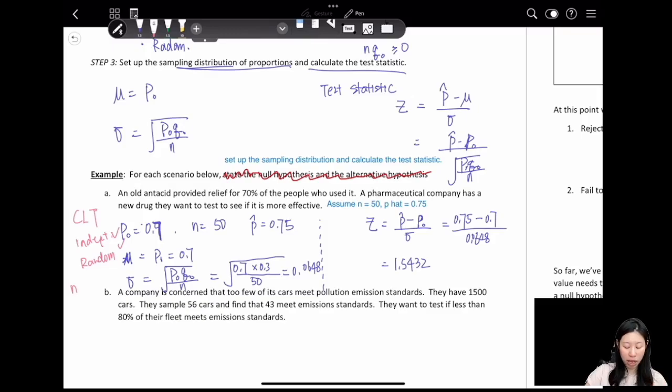So again, you want n times p naught, not p hat. Why is that? Because our sampling distribution is built around the null hypothesis. Our null hypothesis is the proportion is equal to 0.7. So we want to use n times 0.7. So it's 50 times 0.7, which is greater than or equal to 10. And then n times q naught, which is 50 times 0.3, also greater than or equal to 10. So it meets this condition. And then we can start to set up our sampling distribution and calculate the test statistic.